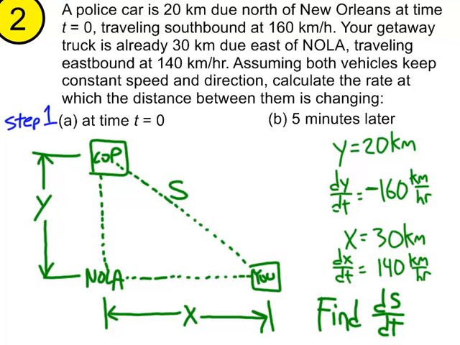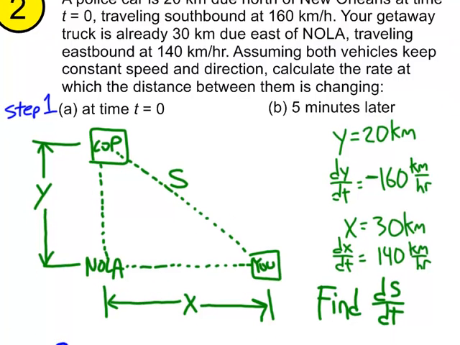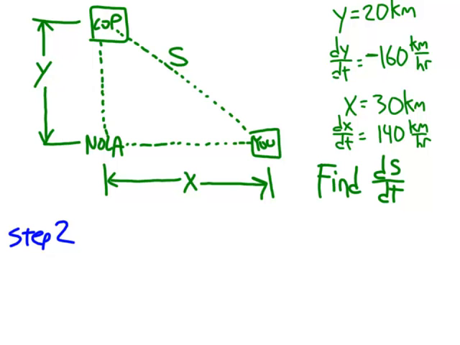This is interesting because in the last exercise we had a right triangle as well, but in that last exercise we were interested in an angle theta. We're not really interested in any of these angles here. So we're not using trig, we're going to use our good old Pythagorean theorem. So step two, let's write x squared plus y squared equals s squared.